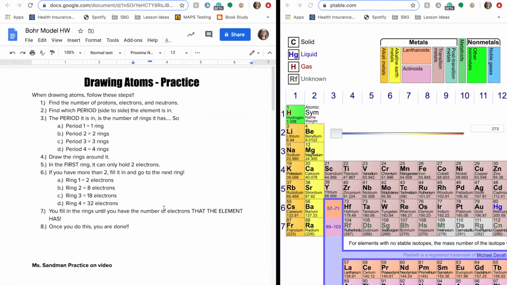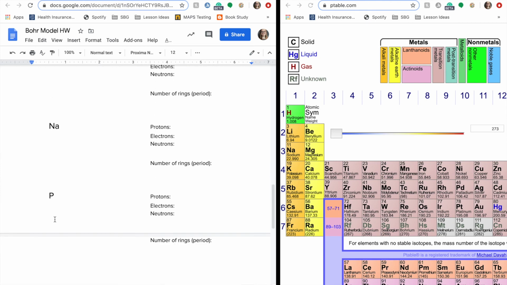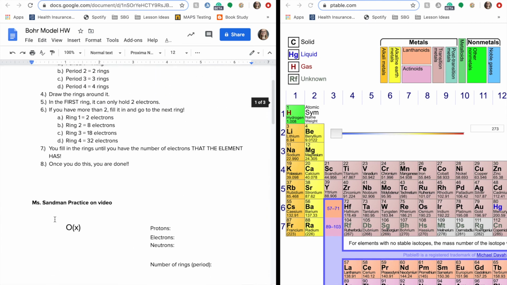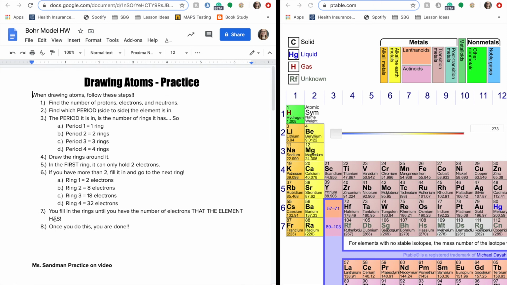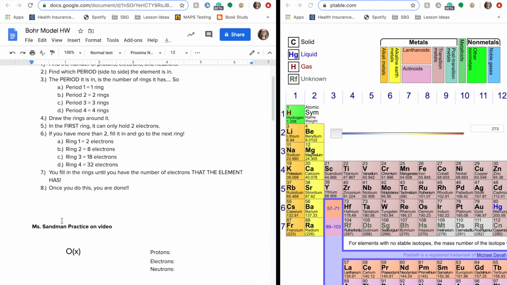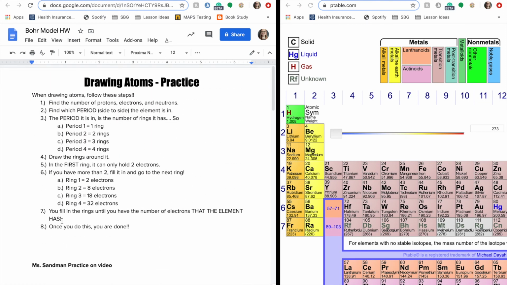So this is the document that you have. It is called Drawing Atoms Practice, and you are going to do 4 different atoms here and draw them out. Just know if you want to draw them using Google Docs, you can do that. You can print out the assignment and draw them on there, or you can draw them on a separate sheet of paper and send me a picture of it or include it on this document. Like when you go in to turn in this document, you can also attach the images onto there. So however you want to do it is okay with me.